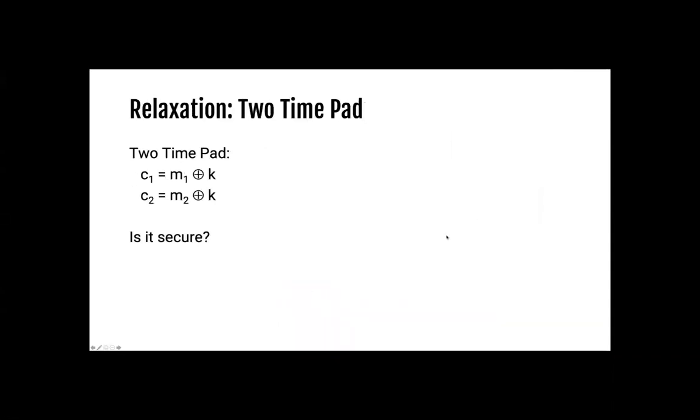Okay, so now I want to ask you a question. What if we relax this a little bit? What if we make it a two-time pad? So every time we're going to use the key twice, we're going to have the key encrypt two messages. And then we're going to send these messages to the recipient. Is this secure? I want you to spend some time to think about it.